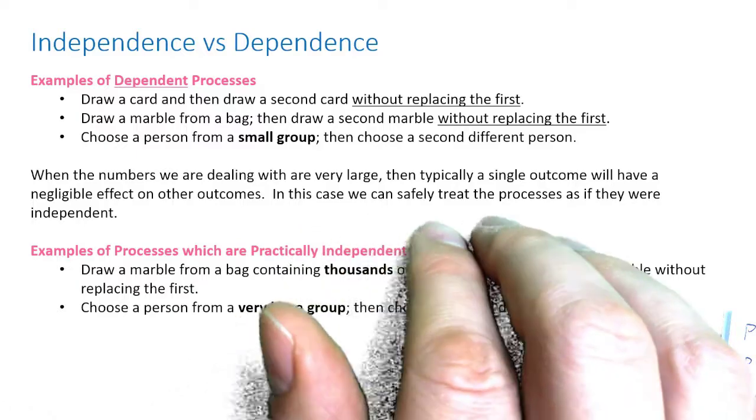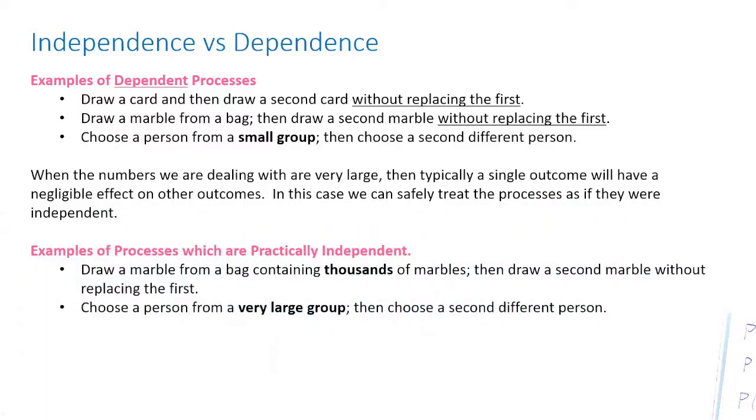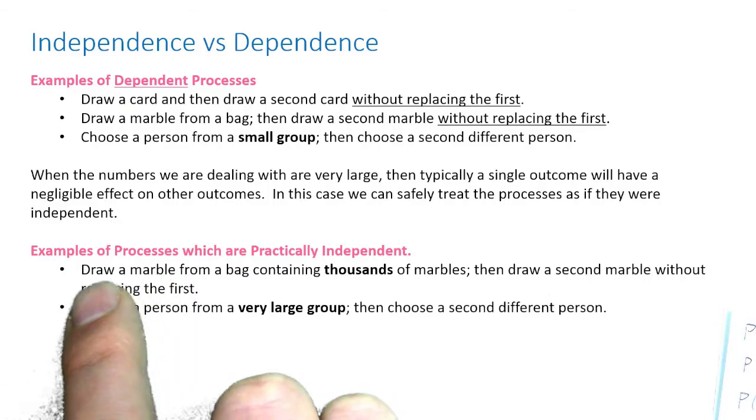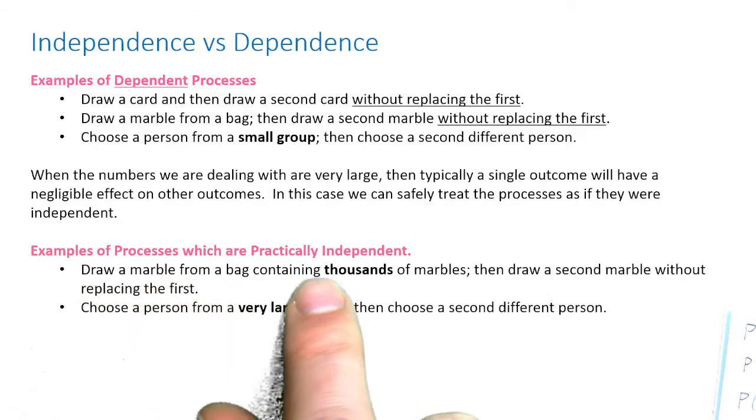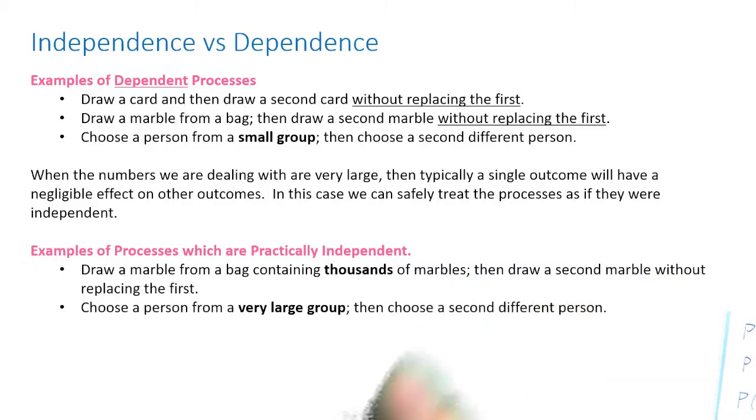So we can safely treat the processes as if they were independent. All right, so if you had a large group, like in these examples, draw a marble from a bag containing thousands of marbles, then draw a second marble without replacing the first. Well, yeah, technically these are dependent events, but the difference is negligible. Removing that first marble made such a little difference that practically speaking, the two events are independent.